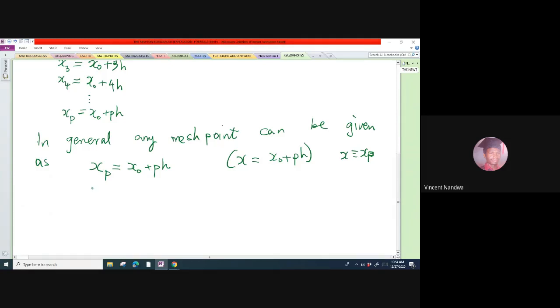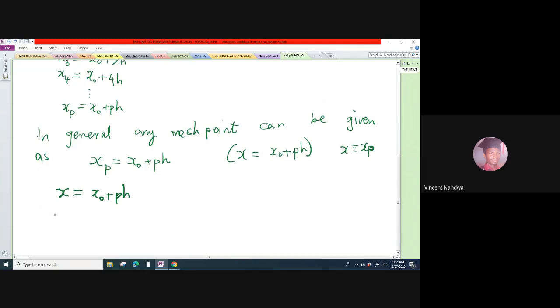Now, we are interested in finding a polynomial which can help us approximate values by the values of the function at each of the mesh points. From this relation, x equals x naught plus ph, we can define the value of the function at this general mesh point. So the value of f of x will be the same as the value of f of x naught plus ph.